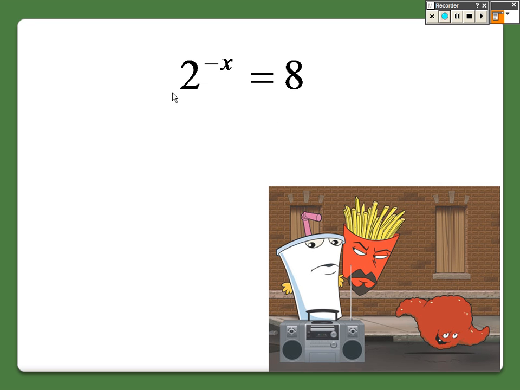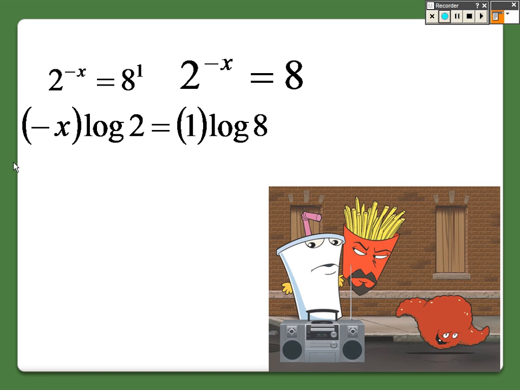Looking at this problem, if you wanted to, I can rewrite 8 as 2 to the third, and then I really have negative x equals 3, so I can already tell the answer is going to be negative 3. But if I didn't know that, this is like saying 8 to the first power. So you take whatever's up top and you bump it out in front.